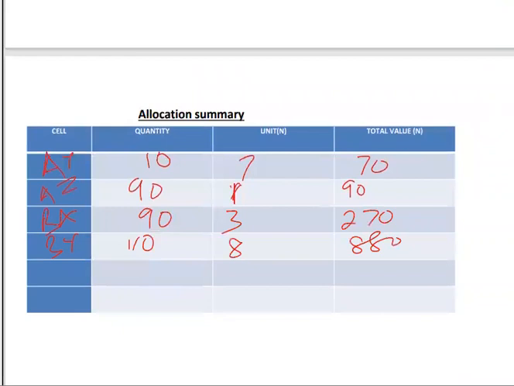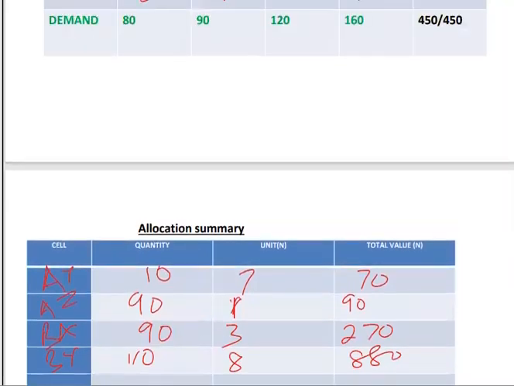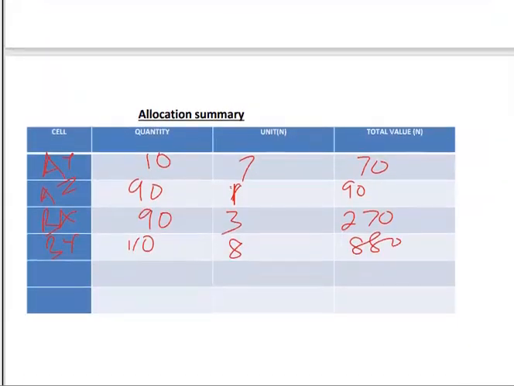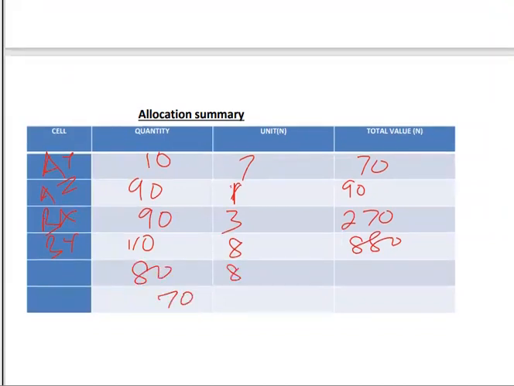What is the next allocation? CW, that's 80, and CZ, 75. So this is CW and CZ. This is 640 and this is 350.